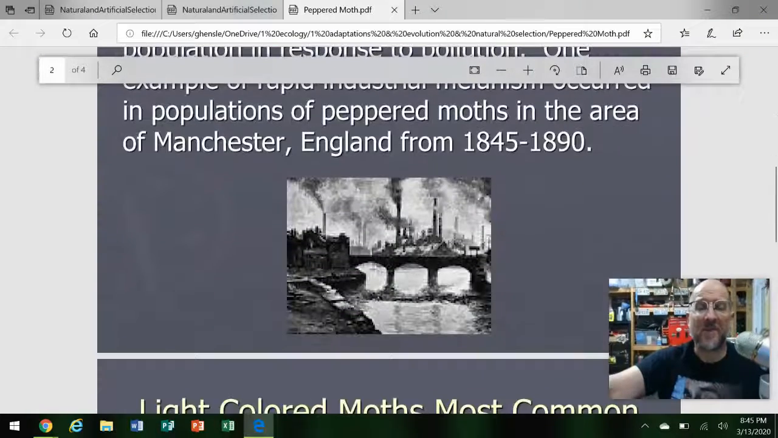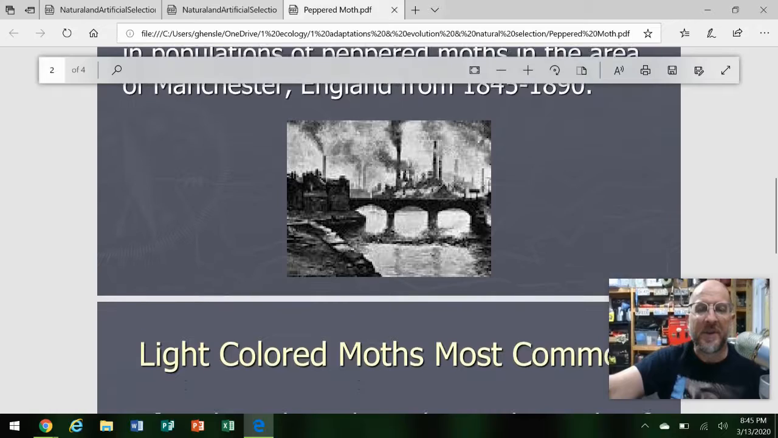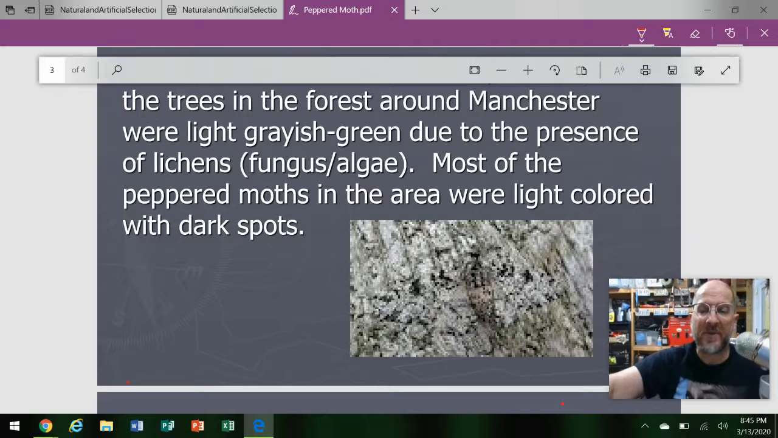Well, for example, prior to the Industrial Revolution in England, the light colored moths were the most common because they were able to camouflage themselves in the light colored bark of the trees. The bark of the trees was covered in lichen, which is a cohabitation of a fungus and algae that produced a white covering for the trees. And so the light colored moths were able to survive and reproduce, whereas the dark colored moths were easier to pick off by the birds and so became the less dominant variety.